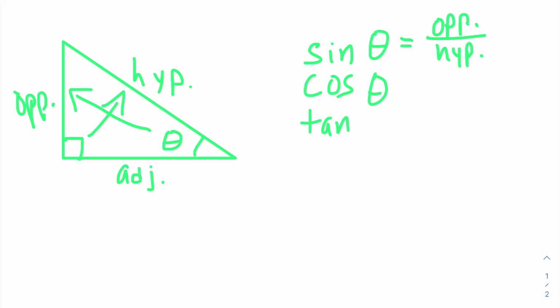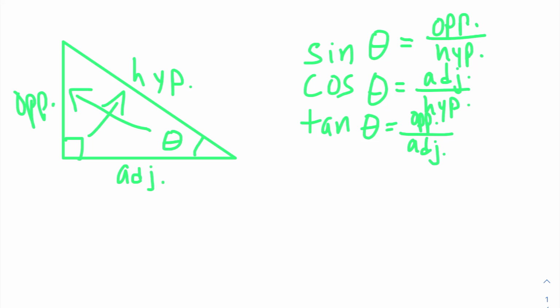Cosine theta will be equal to the adjacent over the hypotenuse. So the length of this side divided by the length of this side. And tangent of theta will be equal to the opposite over the adjacent.